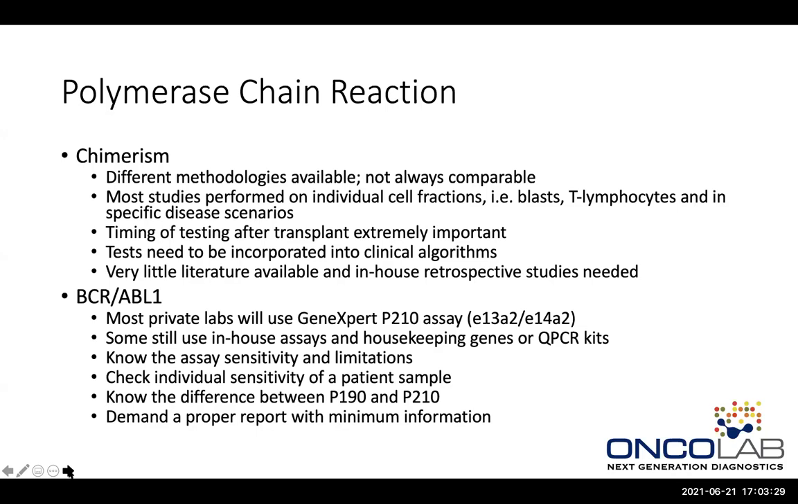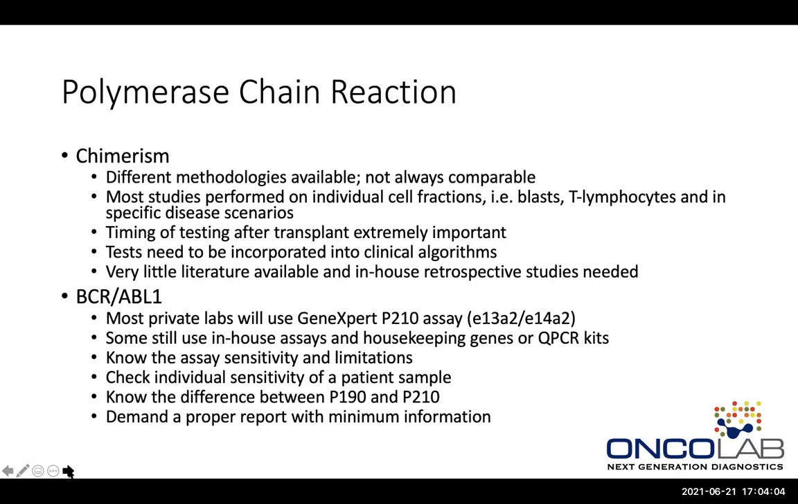So for BCR-ABL, most private labs will use the GeneXpert P210 assay, which will only detect the e13a2 and e14a2 transcripts. So we actually issue a disclaimer on this. One needs to know the assay sensitivity and limitations and the individual sensitivity of a patient sample. Definitely you need to know the difference between the P190 and P210, and please demand a proper report with at least the minimum information you need.